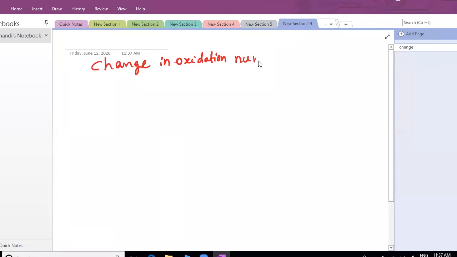Please, can you find the oxidation number change here? KMnO4 in presence of acidic medium, H plus, acid, is converted into Mn2+ plus H2O. Can you identify each element's oxidation number here, in the reactant and product? Can you identify?